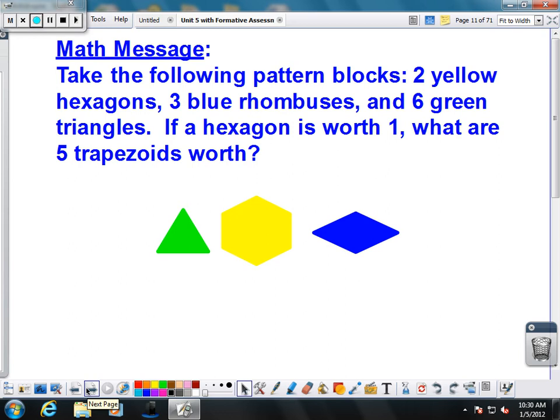All right, here's our math message. This is something I want you guys thinking about. We're going to work with pattern blocks tomorrow in class. So I want you to take the following pattern blocks out. You obviously don't have these today. We're going to kind of work with them. It says 2 yellow hexagons, 3 blue rhombuses, and 6 green triangles. If a hexagon is worth 1, what are 5 trapezoids worth? So what I want us to think about as we're going through this is the concept of what a whole is. So if the hexagon is my whole, what are 5 trapezoids?